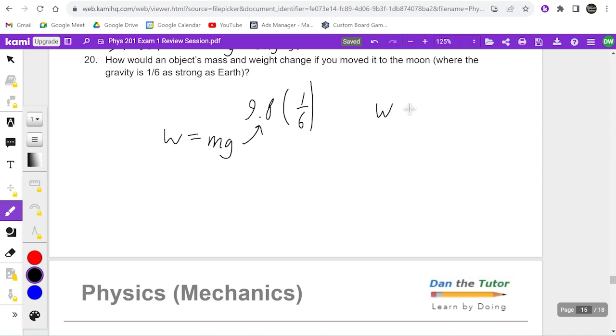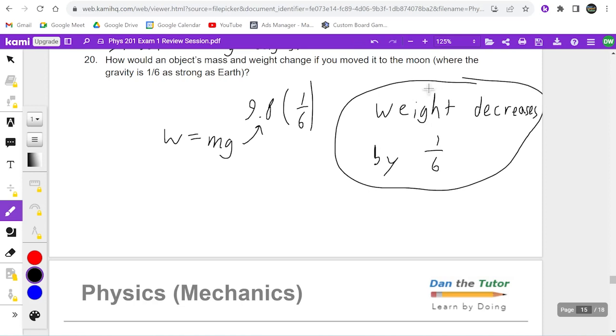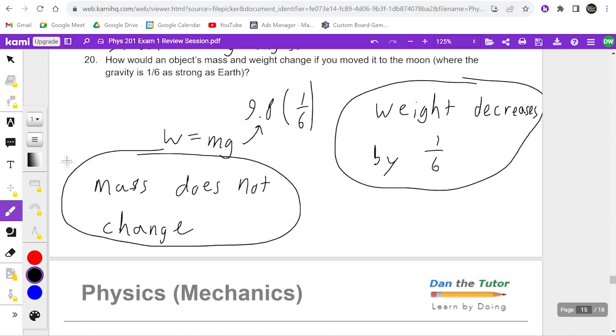So weight decreases by 1/6. That's how your weight changes. And then how about your mass? Would your mass change? And if so, by how much? So your mass does not change. And that's because mass doesn't matter what planet you are on. It doesn't matter if you're in outer space. It doesn't matter at all. Mass is going to be a constant no matter where you are.